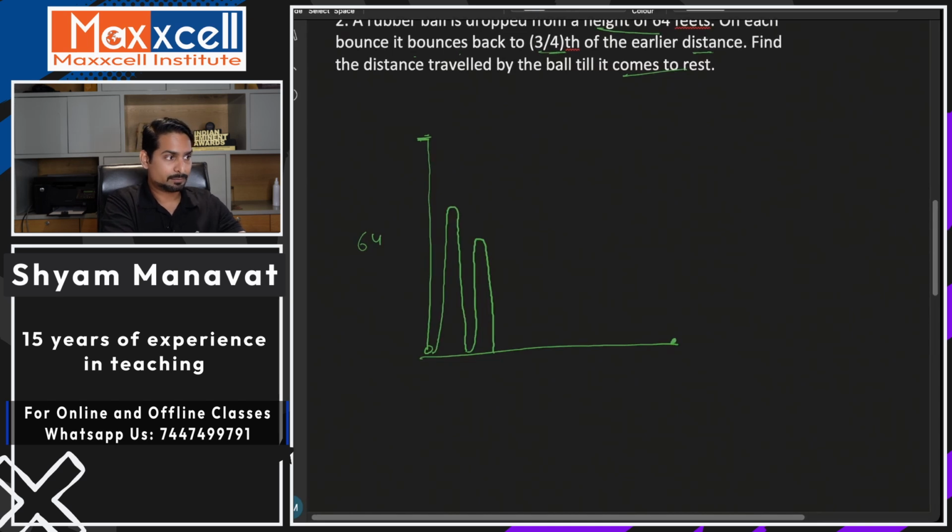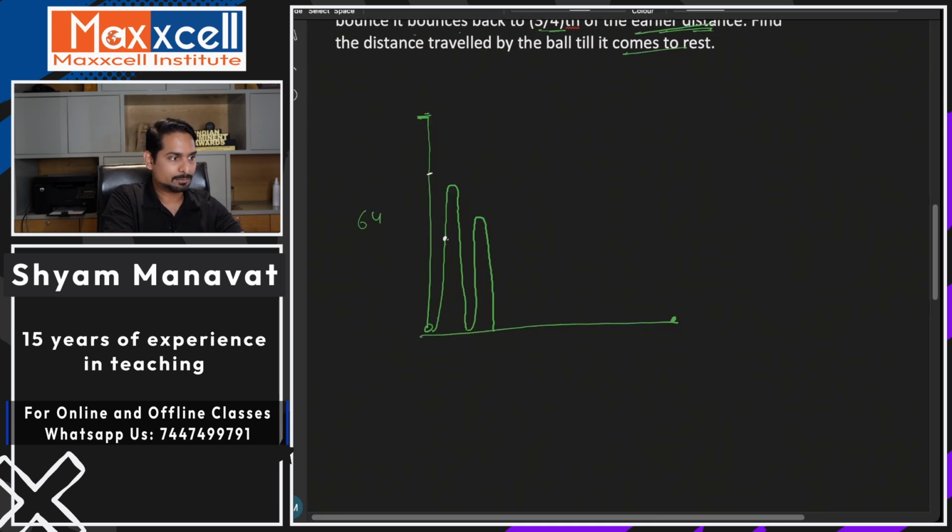The point you need to pay attention to here is this 64: when dropped, this 64 feet distance is covered once. Apart from this, the distance is 3/4 of the previous distance, as per the question. Let's calculate 3/4 of the earlier distance. The earlier distance was 64. If you simplify, 16 3s are 48. So this distance is 48 and coming back is also 48.